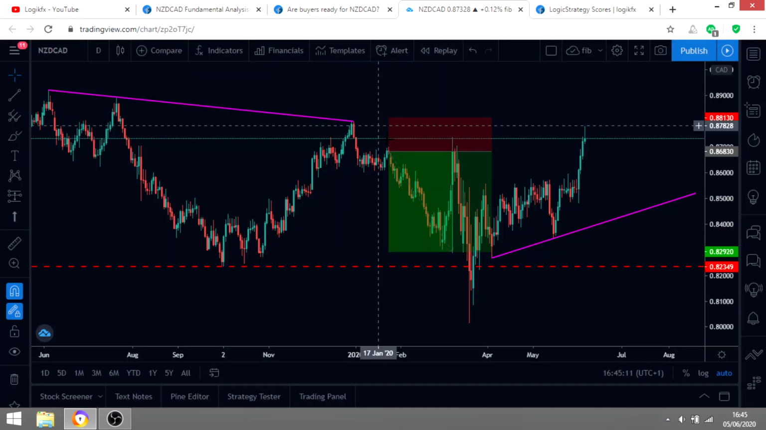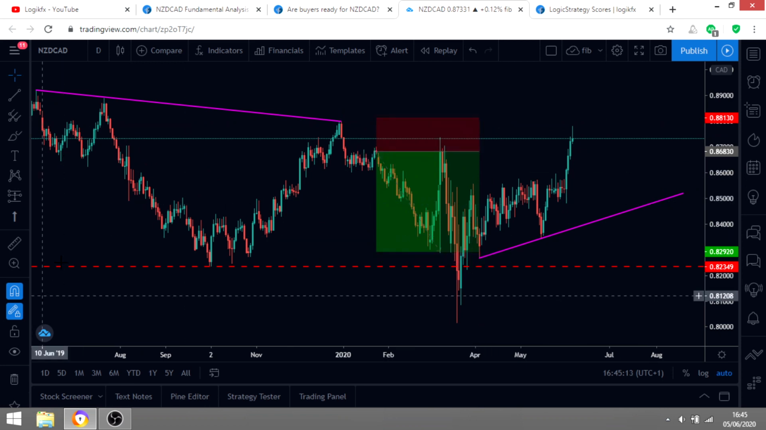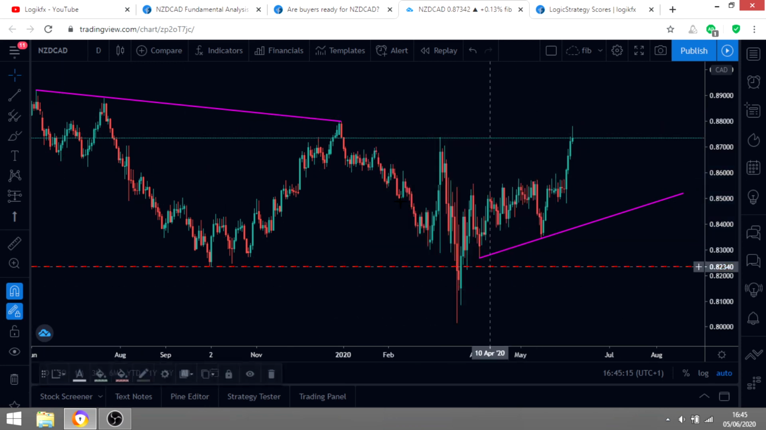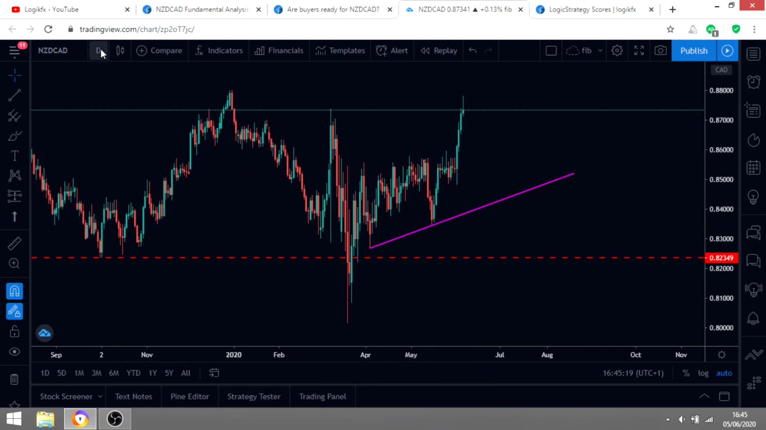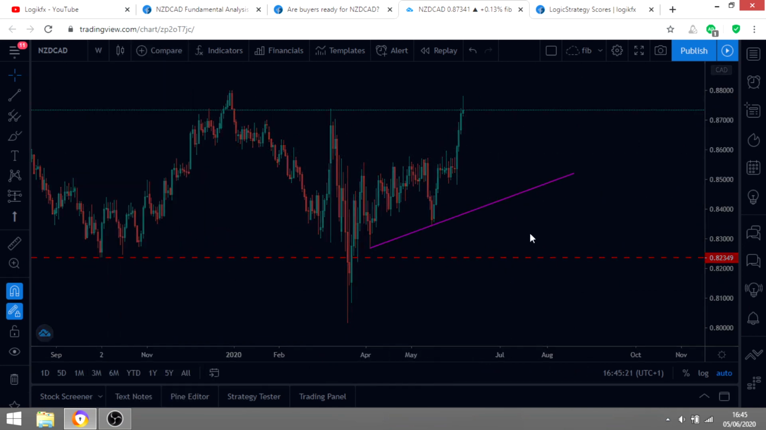And actually, what I discussed in this, if I just delete this, last month's analysis from January, is that we may be seeing a potential long coming in the future.